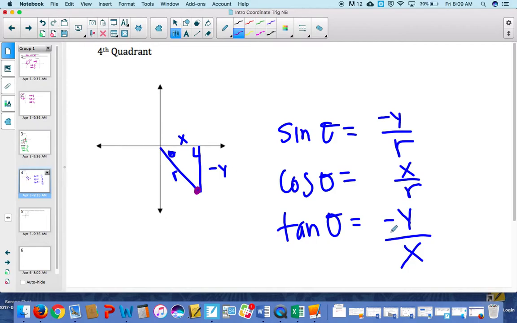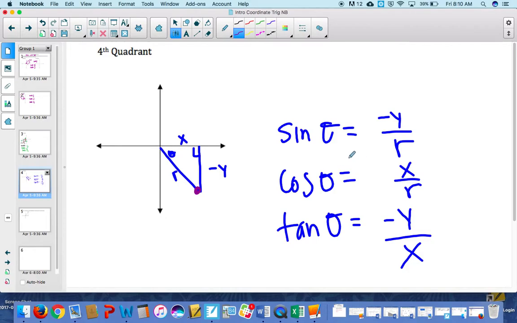So notice that on quadrants 1, 2, 3, and 4, sine is always y over r. Cosine is always x over r, and tangent is always y over x. Now, some of those are negatives, and that depends on what quadrant you're in, but you should see a pattern there. We're going to continue to use that information as we use trigonometry. So be sure to send me a Schoology message if you have any questions over why we labeled those trig functions the way we did.